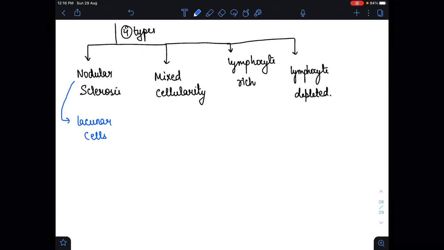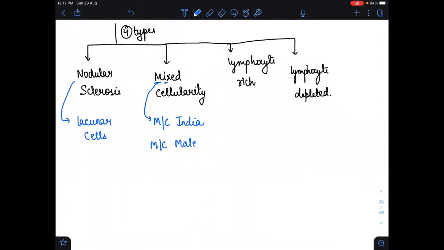And here mixed cellularity, M represents the most and I represents the India. So it is most common in India. So mixed cellularity is most common in India. And M for males. So it is most common in males. And it is most commonly associated with Epstein-Barr virus.